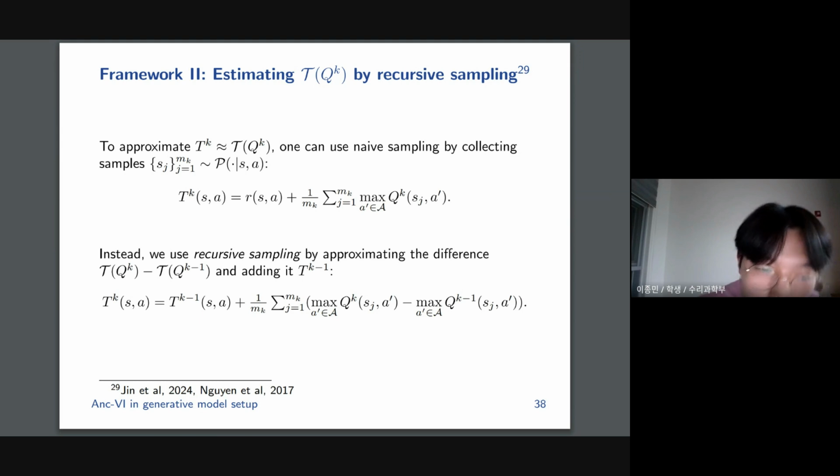However, to reduce the sample complexity and obtain an efficient sample complexity, in this paper we use recursive sampling. Recursive sampling approximates the difference between the consecutive outputs of the Bellman operator, TQk minus TQk-1, and adds it to the previous approximation Tk-1. The intuition is that instead of approximating TQk directly, by approximating the difference between the two consecutive iterates, we reduce the number of samples needed to calculate this estimate. It can be formulated as follows.